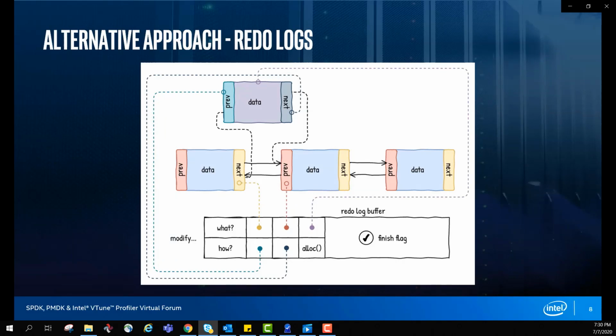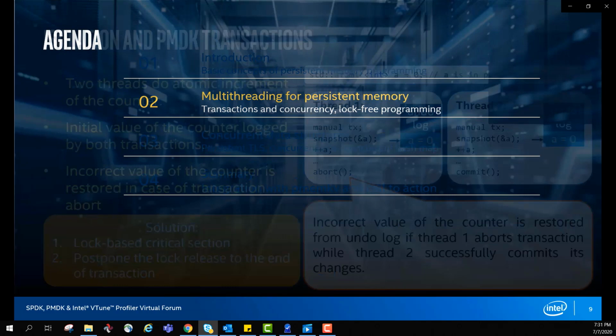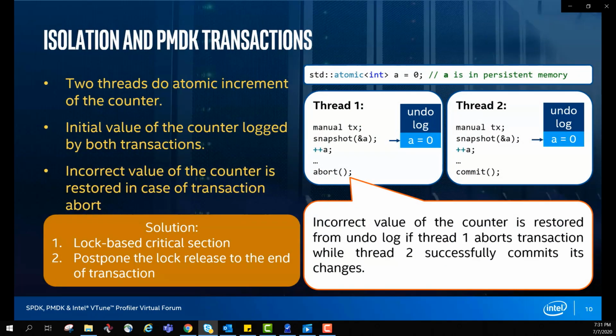Okay. Now let's move to multi-threading on persistent memory. This was just a general introduction. So let's first consider transactions and undo logs. Imagine we have one global variable, here A, and we want to update this variable from multiple threads. What you can do is start a transaction in 2 threads, snapshot this value to make sure it is protected in case of a power failure, and increment that. As you see in this example, one thread aborts the transaction, and the second one commits.